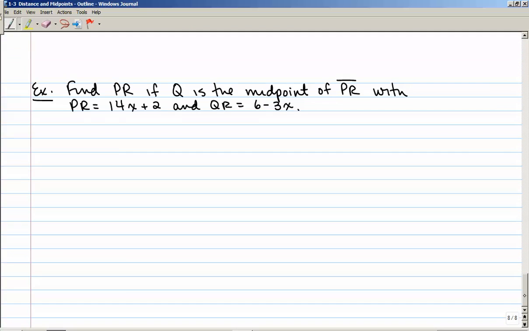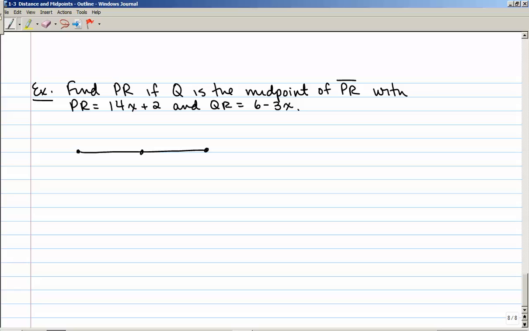Okay, and one last problem here. Find the length of PR if Q is the midpoint of segment PR, with the length of PR being represented by 14x plus 2, and the length of QR is 6 minus 3x. So let's start by drawing a diagram here. Do it one down a little bit so I can label things.